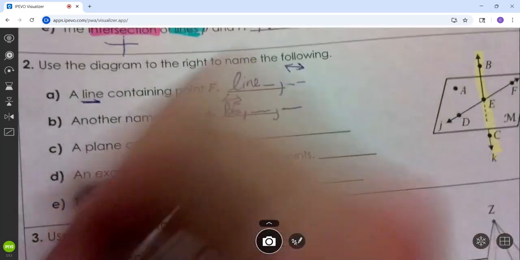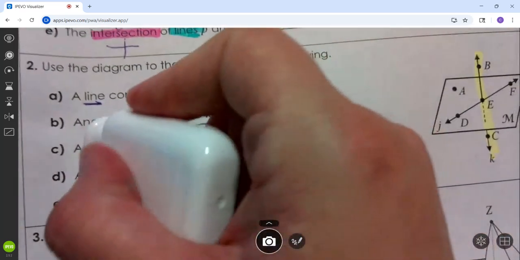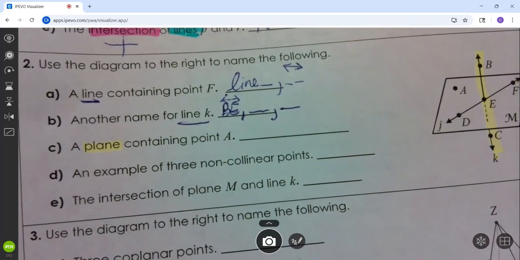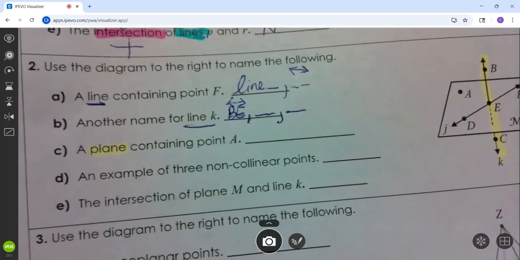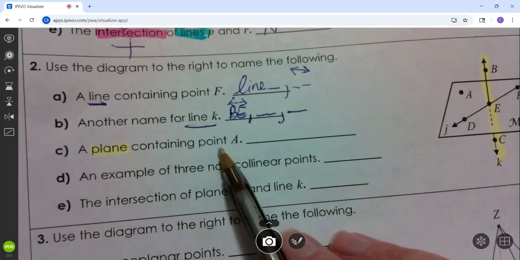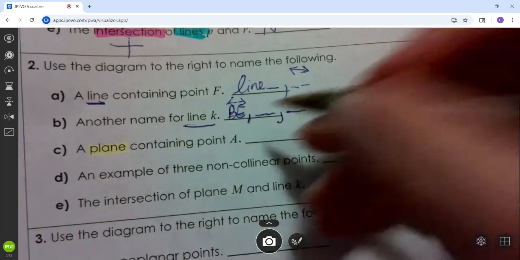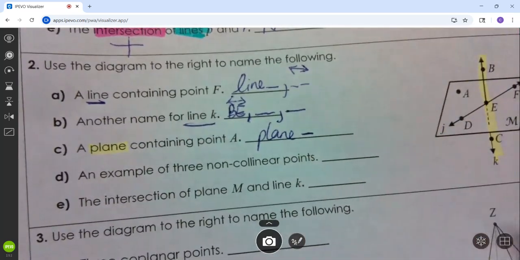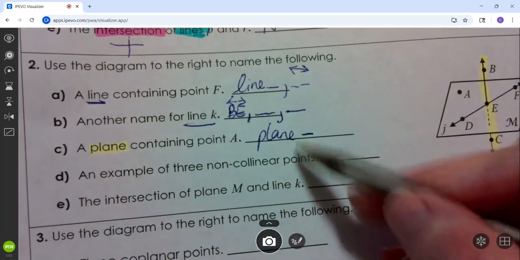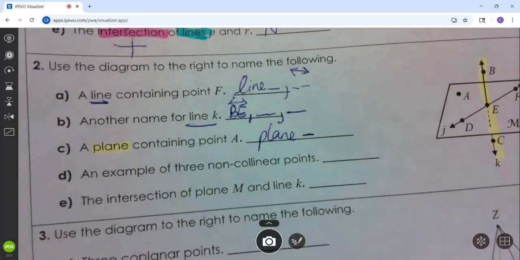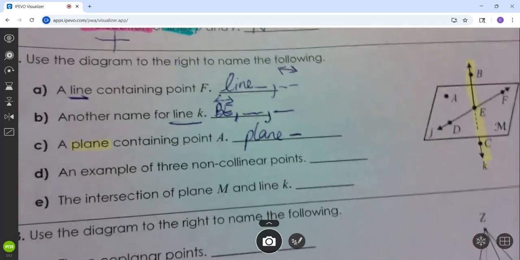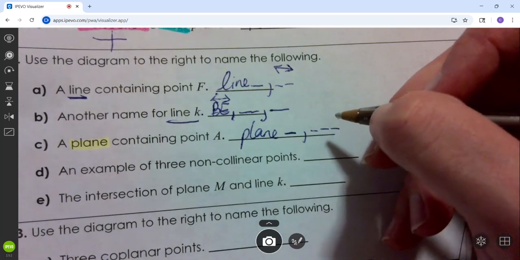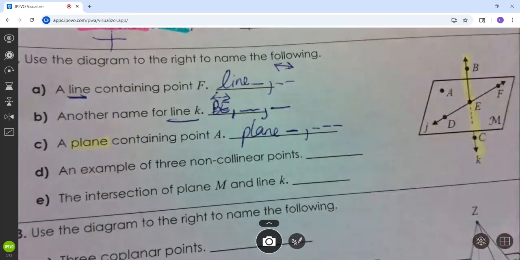Okay, a plane containing point A. Planes are the flat surfaces, kind of like a sheet of paper. Okay, so a plane containing point A. For a plane, you can use a lowercase letter, say plane, and then it's got a letter somewhere on there that's not a point, and that's the name. Or you can give me 3 points that are on that plane.